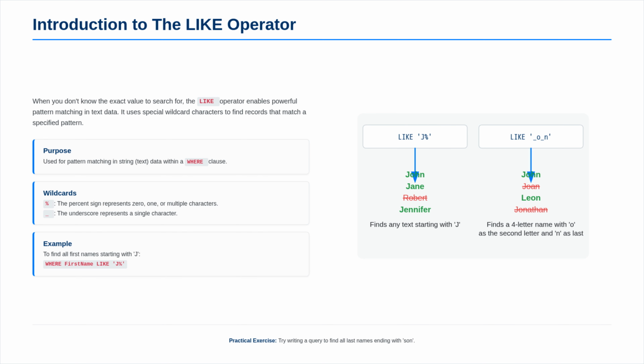Sometimes you don't know the exact value. The LIKE operator is perfect for pattern matching in text. We use it with wildcards. The percent sign represents 0, 1, or multiple characters, while the underscore represents a single character. This is extremely powerful for searching text data.